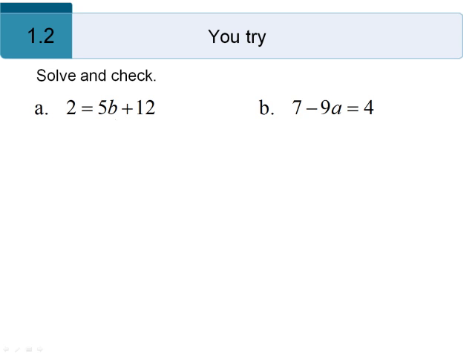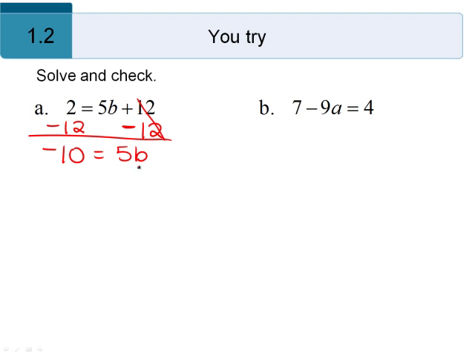Let's get started. Letter A, we have the problem 2 equals 5b plus 12, and we're trying to solve for b. The first thing you need to get rid of is the 12. So we're going to subtract 12 from both sides of the equation, and that gives you 2 minus 12 would be negative 10 equals 5b, and the 12's cancel. Make sure that those do cancel or you're doing the wrong thing.